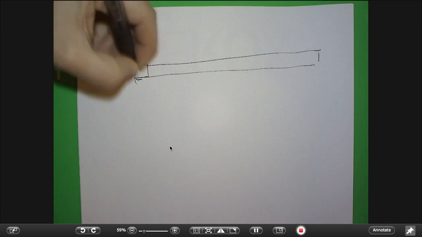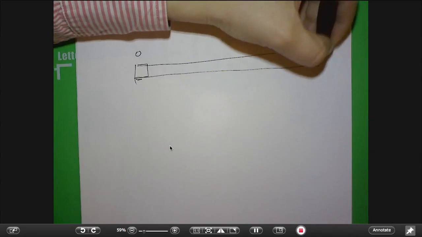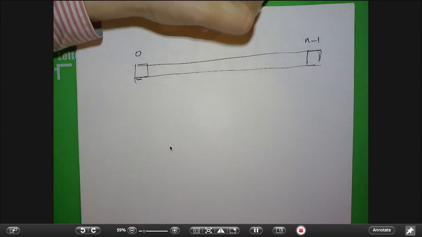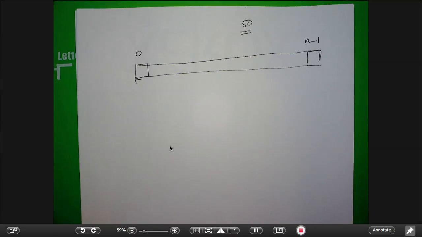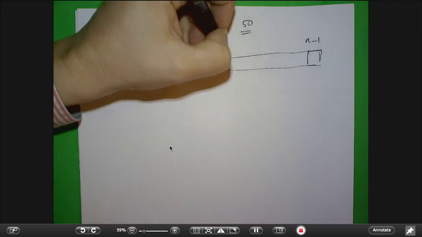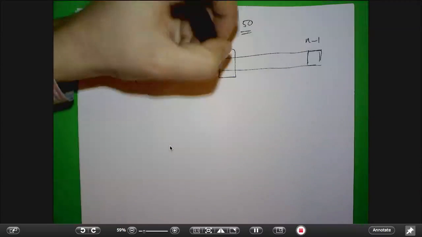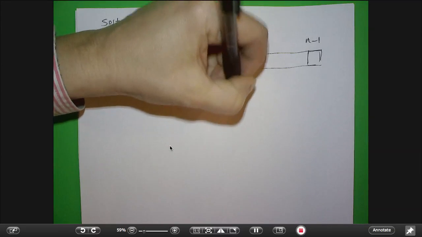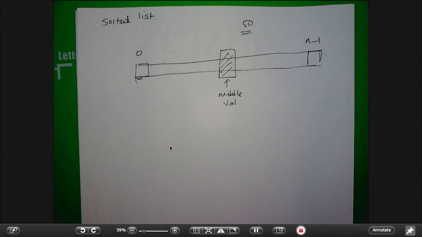and you have, let's say, 0, and this is the last element, n minus 1, and you're searching for some value, let's say 50, okay? You really don't have to look at the whole list one by one, because it is sorted. I do know that it is a sorted list. So what I'm going to do is find the middle value, and check if the middle value is less than 50 or greater than 50.